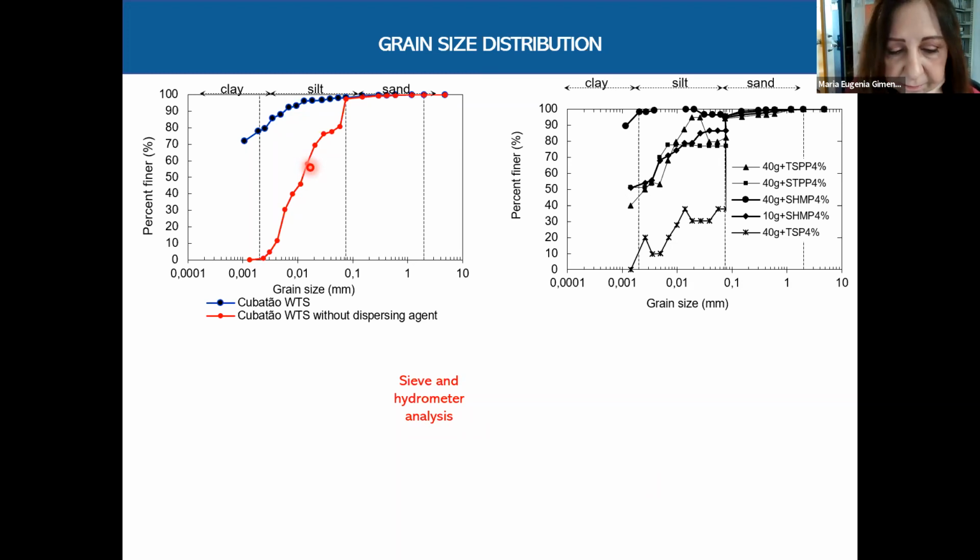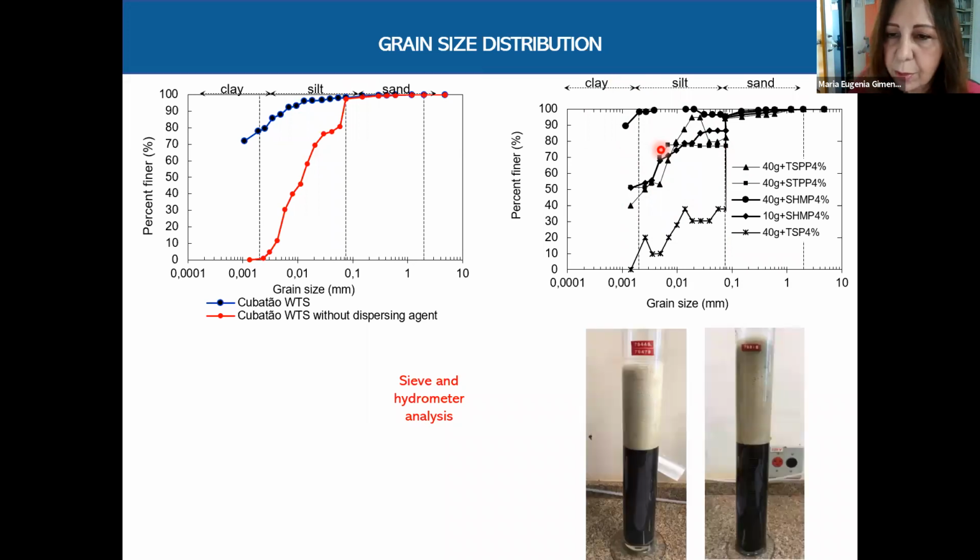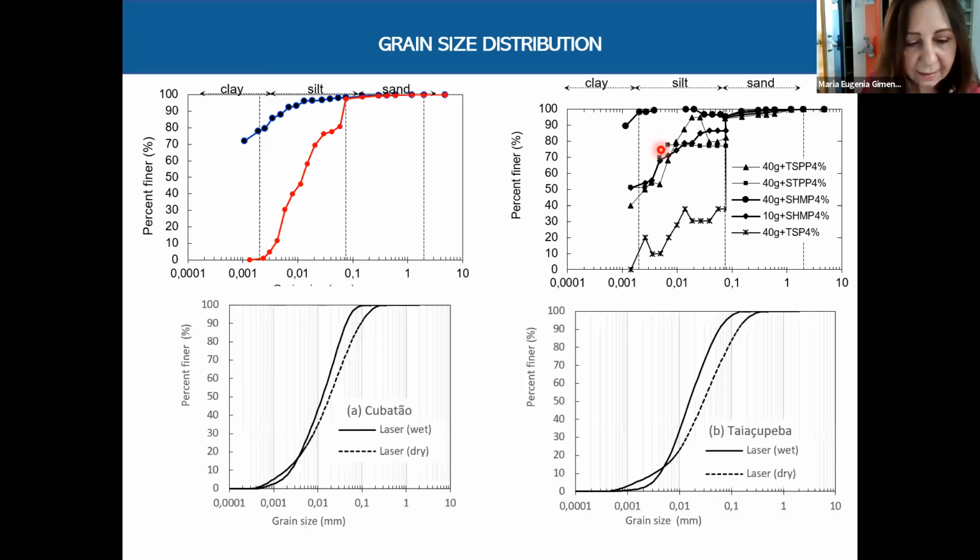The grading curve of Itaiaçupeba sludge could not be determined by sedimentation, even with different dispersing agents that we found in the literature. In all cases, much foam was produced and it was impossible to measure with the hydrometer. It's interesting to see that the grading curves of both materials obtained by laser analysis were very similar, despite their being so different.